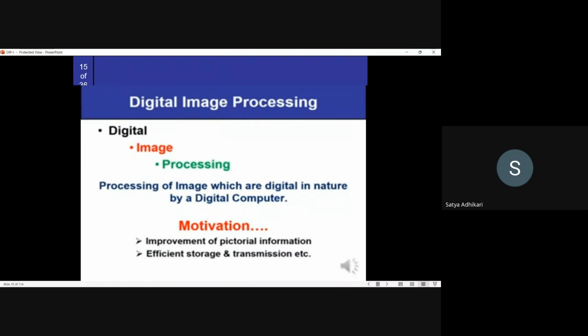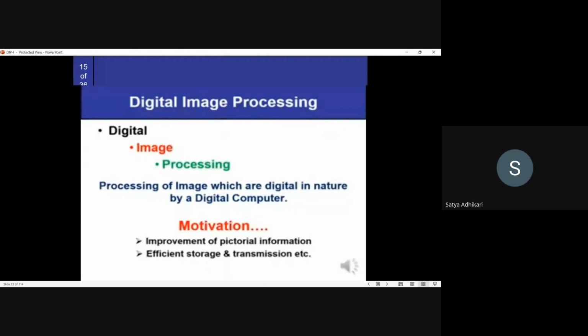So then, what is the need? Why digital image processing? That is improvement of pictorial information. After taking some picture, you found that the picture is not clear. Some pixels are missing. There are some gaps between two pixels. The picture is not clear. Suppose you found that some important information is missing from the picture.